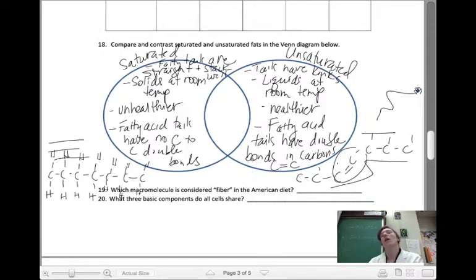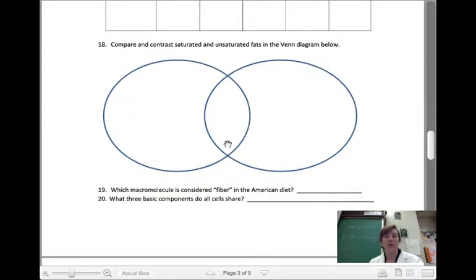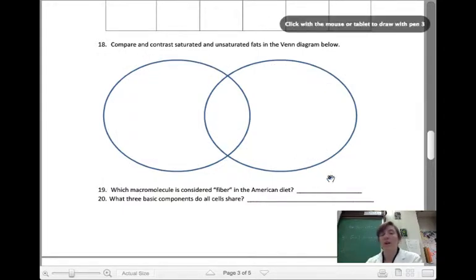How are they alike? Well, they both have the elements C and H, and they both have these fatty acid tails. And you need both of them in your diet, but you just need saturated fats in far less amounts than you do your unsaturated. All right, so what molecule is considered fiber in the American diet?